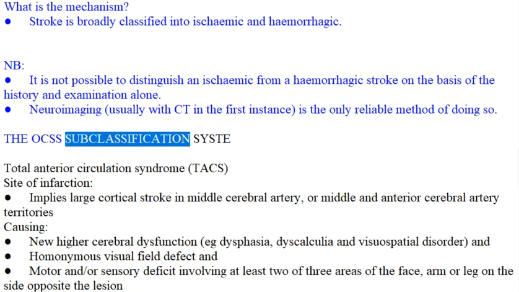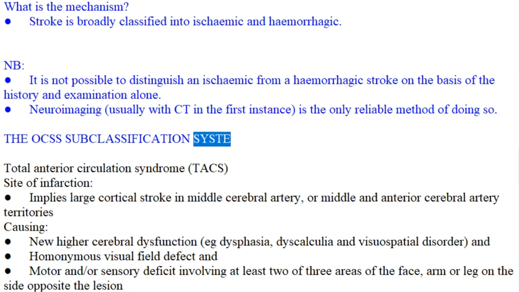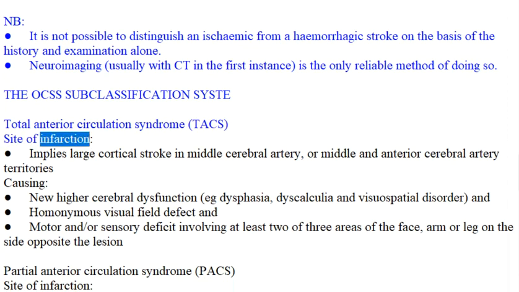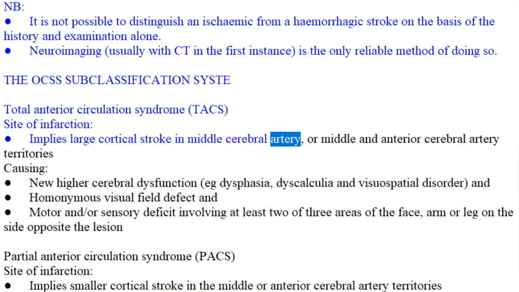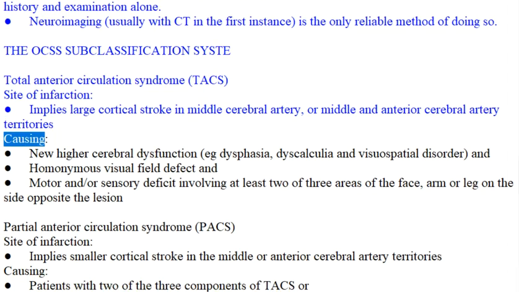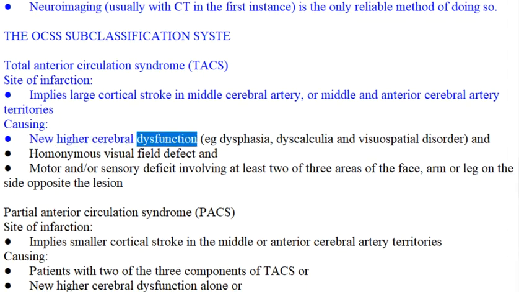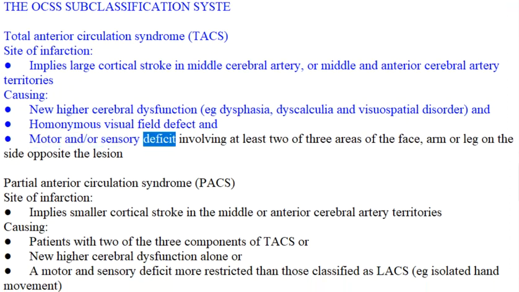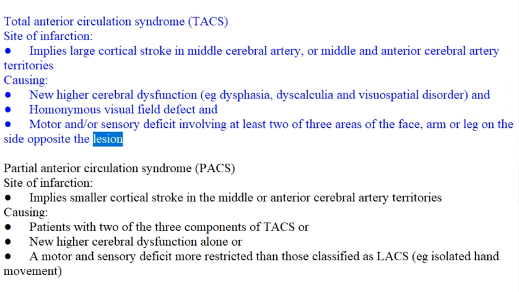The OCSS subclassification. Total anterior circulation syndrome, TACS. Site of infarction. Implies large cortical stroke in middle cerebral artery, or middle and anterior cerebral artery territories. Causing new higher cerebral dysfunction, e.g. dysphasia, dyscalculia, and visuospatial disorder, and homonymous visual field defect and motor and/or sensory deficit involving at least 2 of 3 areas of the face, arm, or leg on the side opposite the lesion.